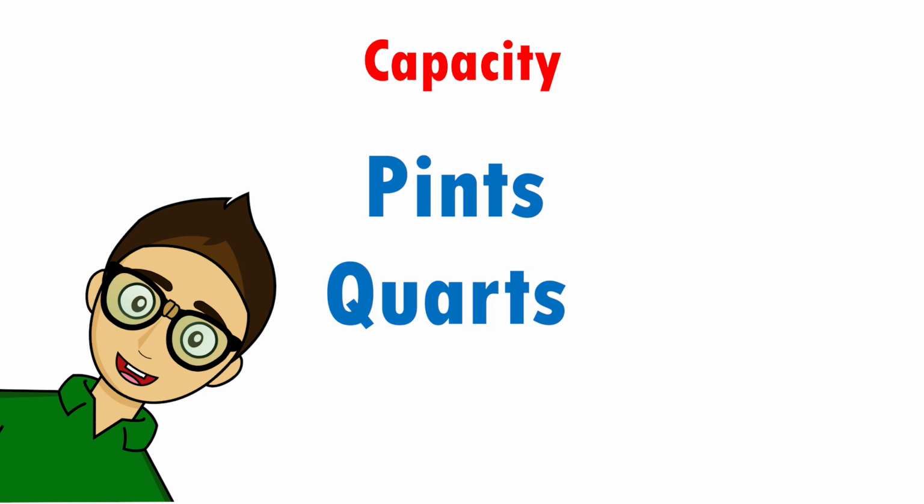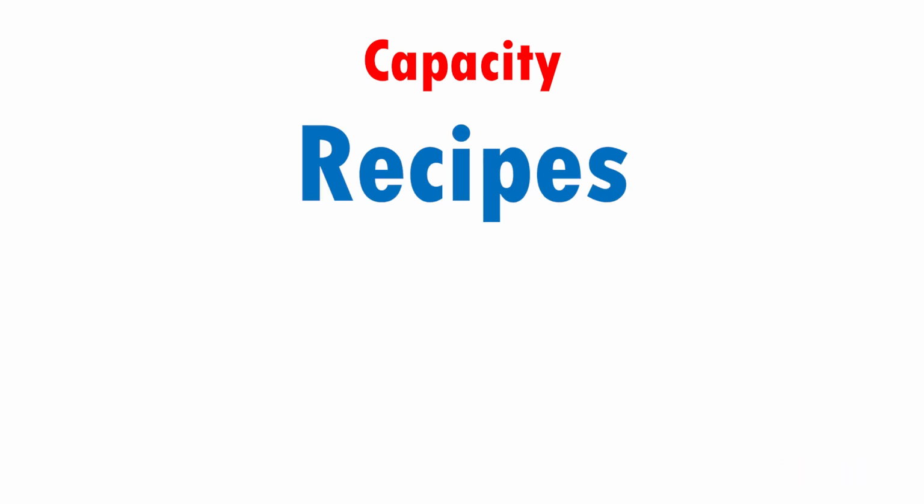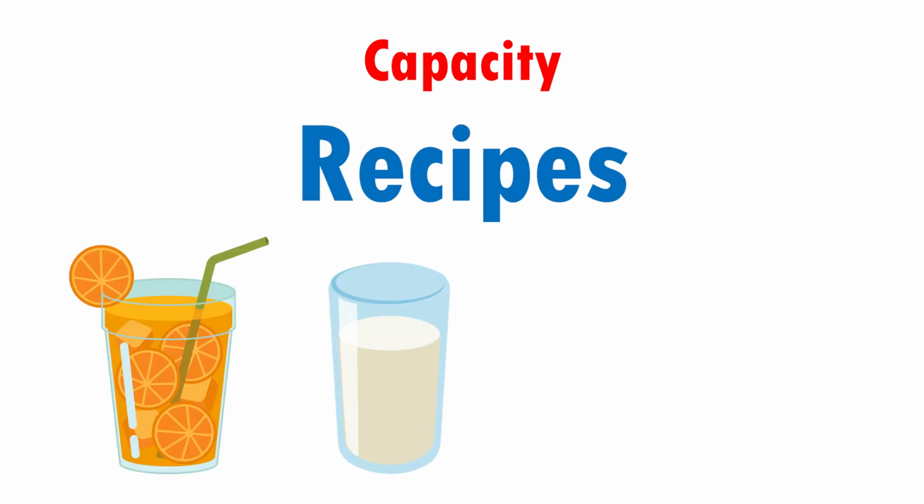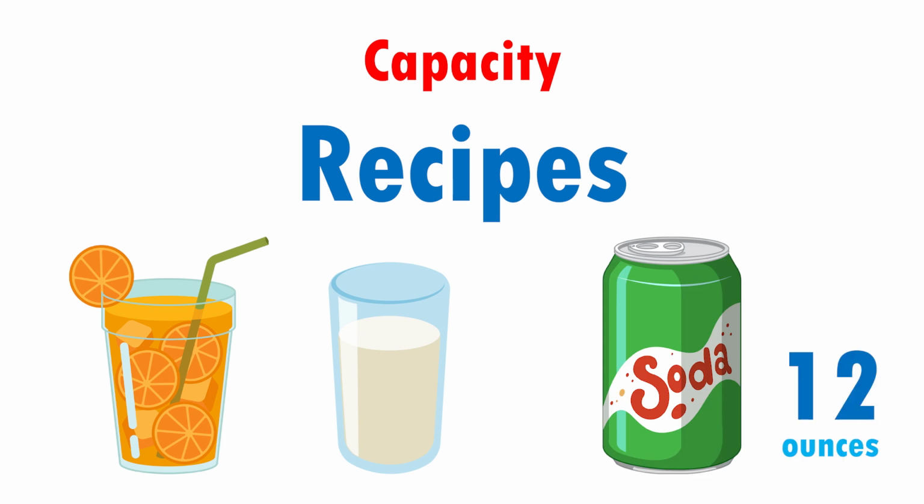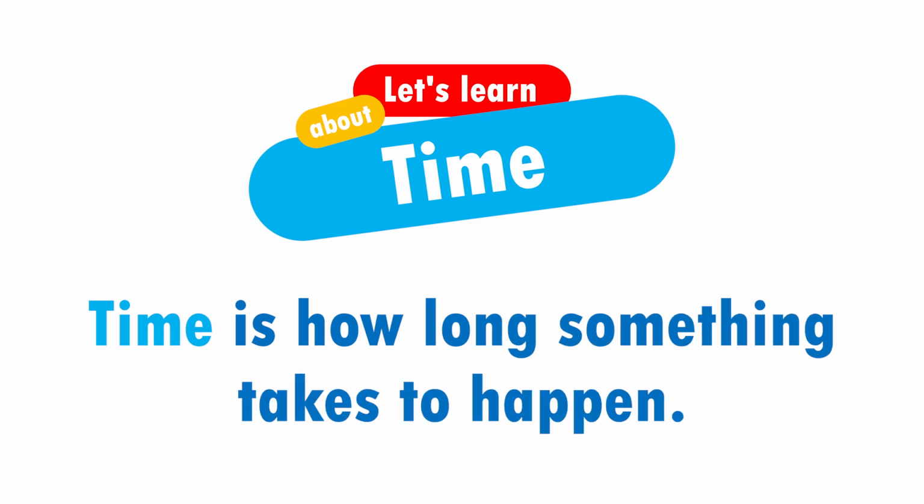Pints and quarts. 2 cups equals 1 pint. 2 pints equals 1 quart. 4 quarts equals 1 gallon. We use measuring cups to see how much juice or milk we drink. A soda can is usually 12 ounces. Super easy, right? Time is how long something takes to happen.